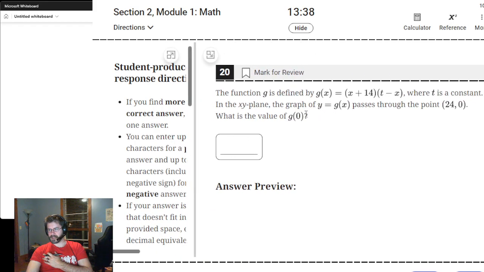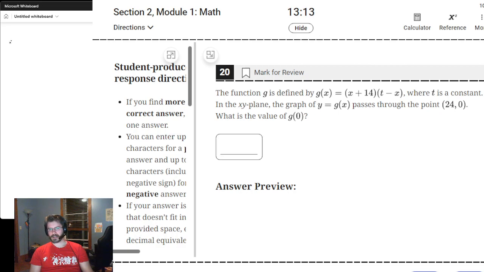All right, another fill in the blank. Got a quadratic this time. Kind of oddly written. t is a constant. It passes through 24, 0. They give us a coordinate point, and they want g of 0. Remember, when x is 0, that's a y-intercept. So they're basically asking us to find the y-intercept here. We're going to plug in 24, 0 and solve for that t value because we need it to get the y-intercept. Make sure my work is showing this time.